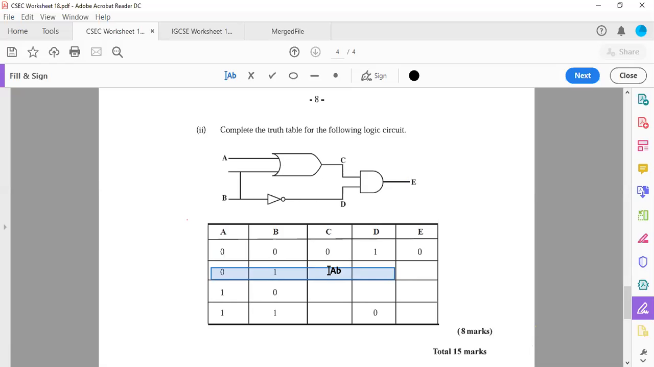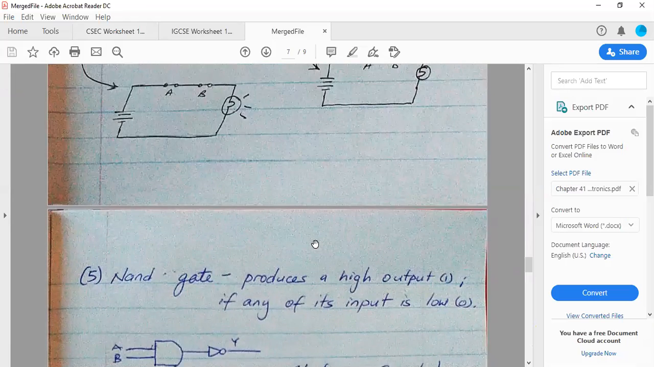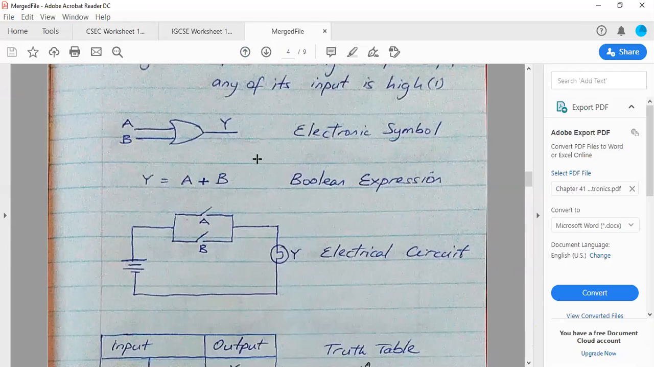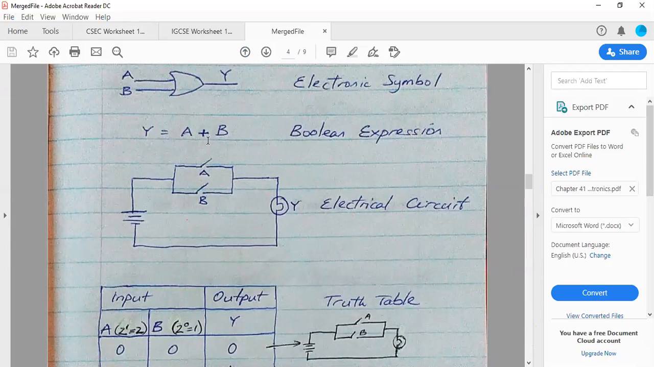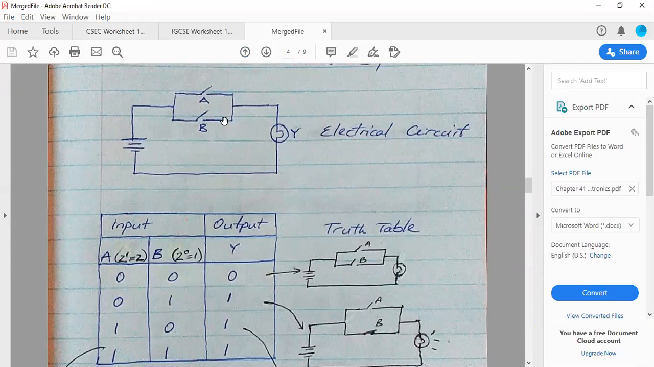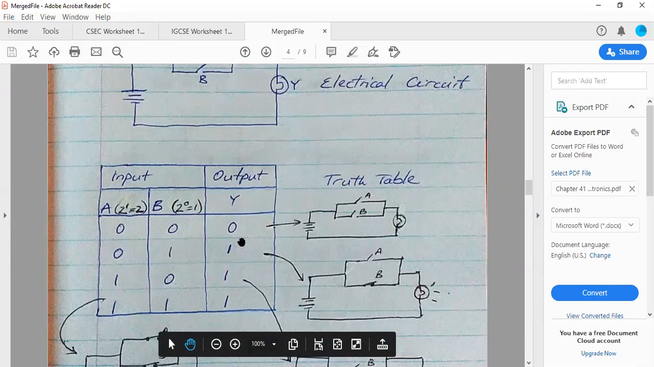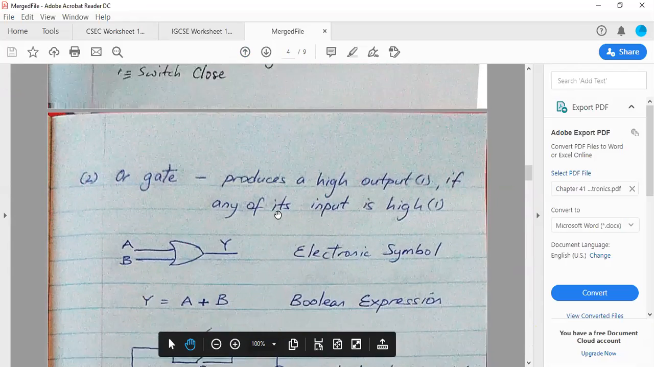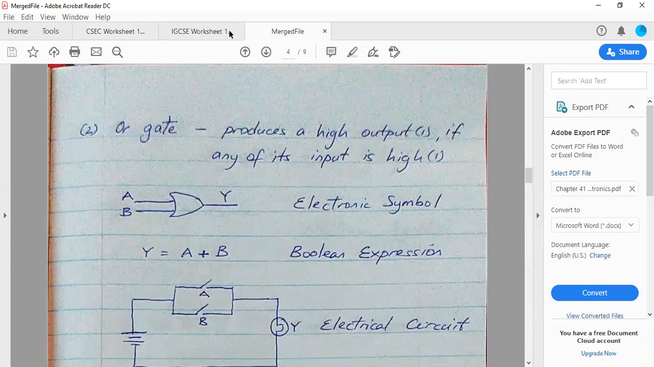If it's an OR gate, we go back to what OR means. Your OR gate says that you must add them, so it's one plus the other. So for A or B, once the input has a 1 in it, you're going to have an output of 1. It produces a high output if any of its inputs is 1.